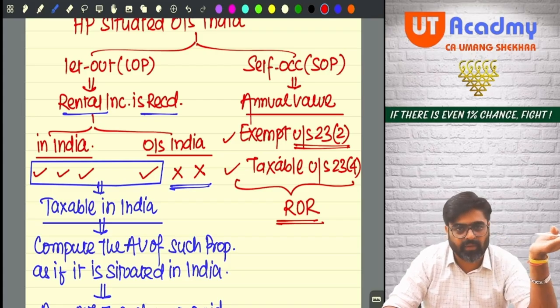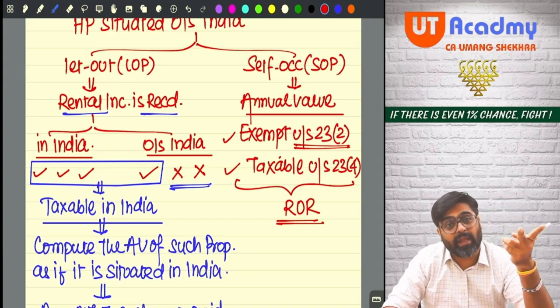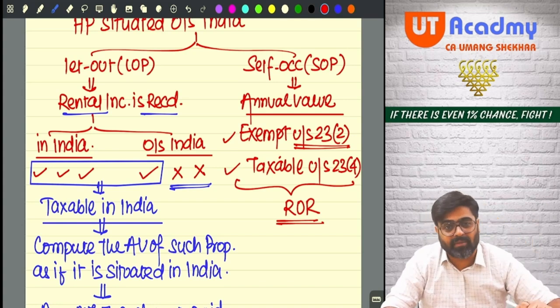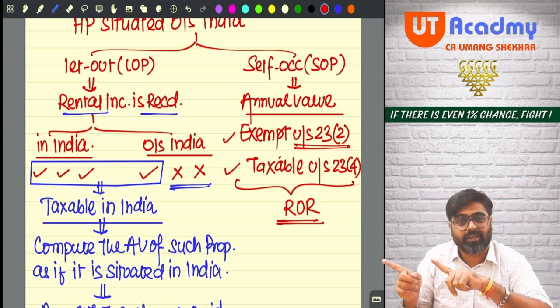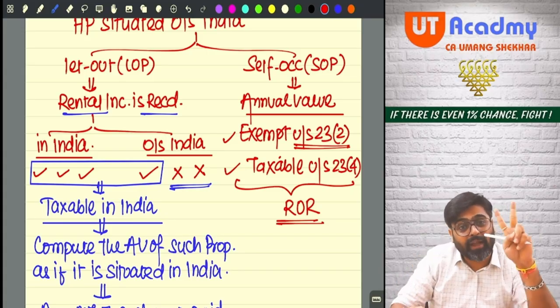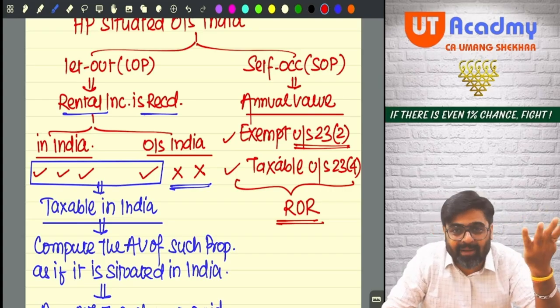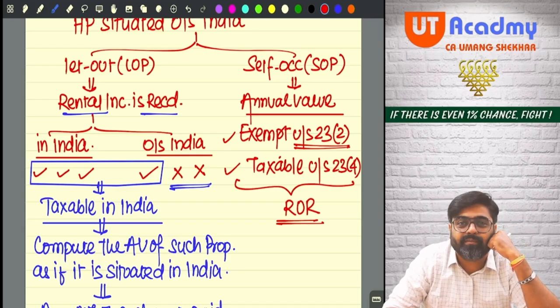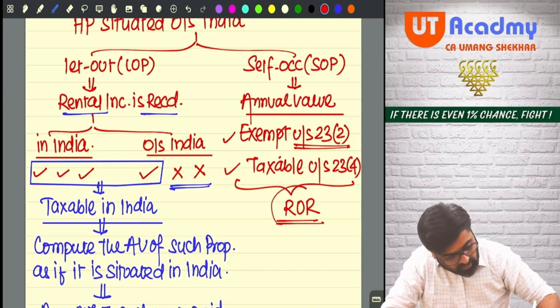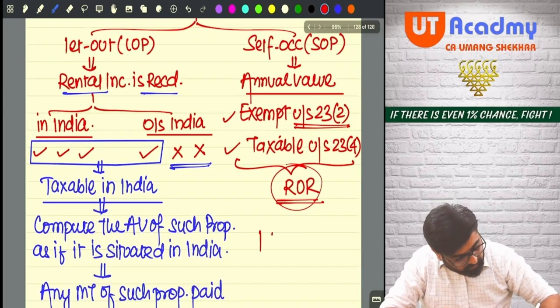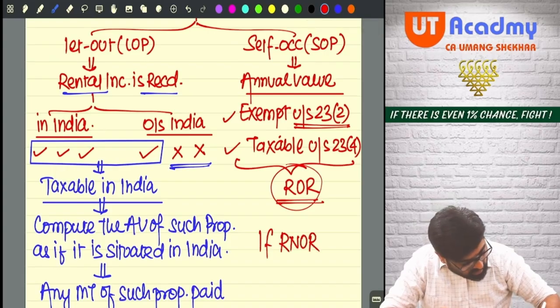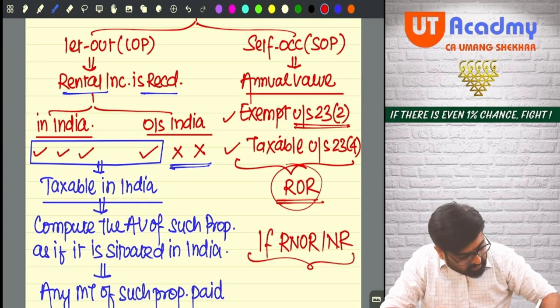Then in that case, it will be DLOP. But nowhere is it written under 23(2) that any two SOPs in India can be claimed as exempt. It was said under section 23(2), annual value of any two SOPs is exempt. Any two SOPs, whether in India or outside India, can be claimed as exempt. Got it? But this discussion will be applicable only if the assessee is ROR. What if the assessee is RNOR or NR? Then for such assessees, ignore this type of property.